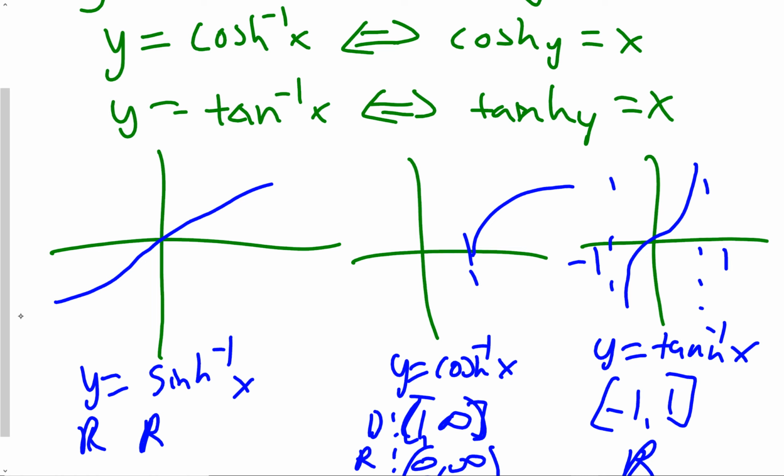Okay, and then here are the graphs. The inverse hyperbolic sine has a domain of all real numbers and a range of all real numbers. For cosine, we have to limit our domain from 1 to infinity, and then our range is from 0 to infinity. Tangent also has a limited domain from -1 to 1, but its range is all real numbers. So that's what their graphs look like.